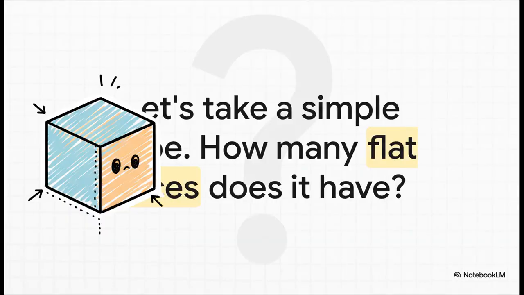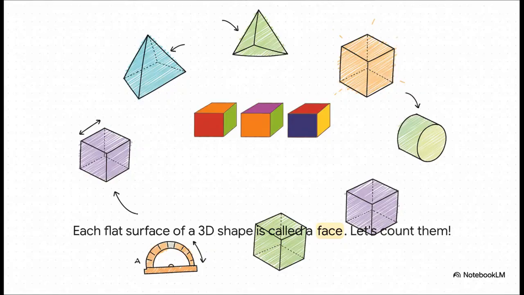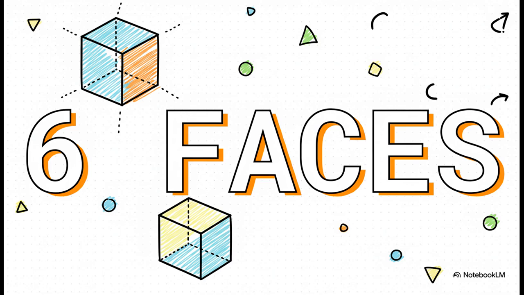All right, let's take a simple cube, like a little sugar cube or a dice. The flat sides, we call those faces. So how many are there? Come on, let's count them together, you and me. Okay, so there's one on the top, one on the bottom. That's 2. And then 1, 2, 3, 4 all around the sides. So that makes the total 6. Yes! A cube has 6 faces. Brilliant job if you got that one right. You're already on your way.